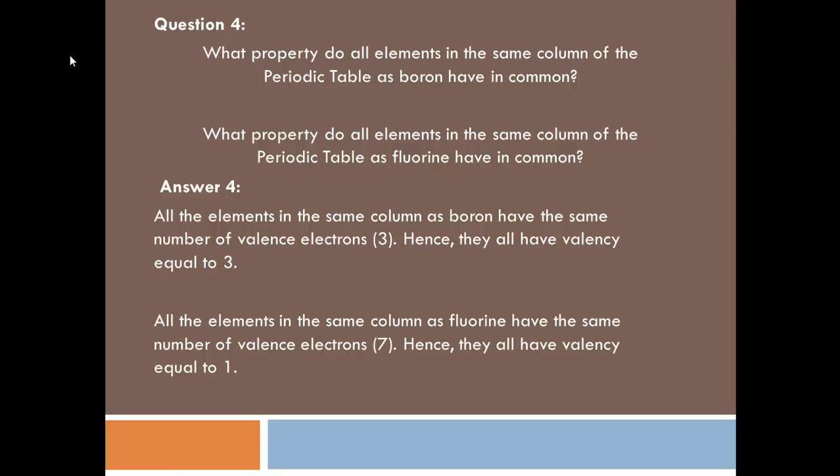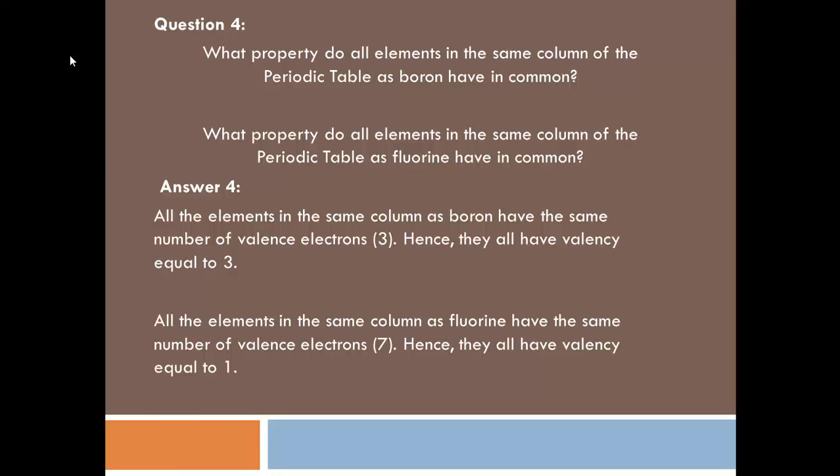What property do all elements in the same column of the periodic table as boron have in common? One more question is there. What property do all elements in the same column of the periodic table as fluorine have in common? Okay, boron is atomic number 5. Therefore, electronic configuration will be 2, 3. So all the elements which are coming in the same column or the same group of boron will have 3 valence electrons. Therefore, their valency will also be 3.